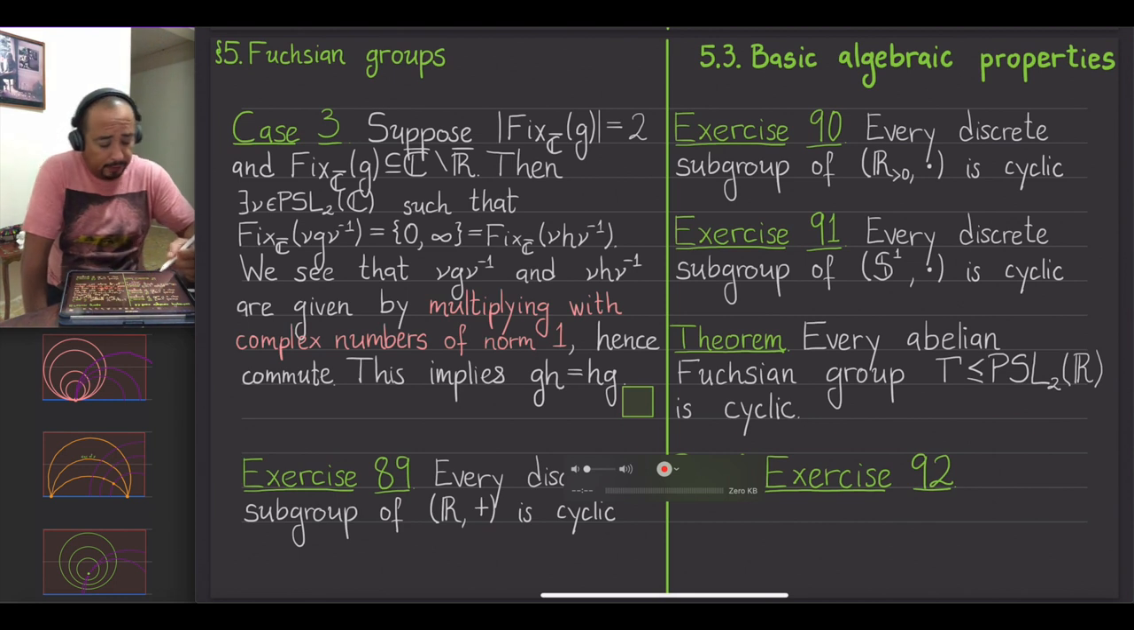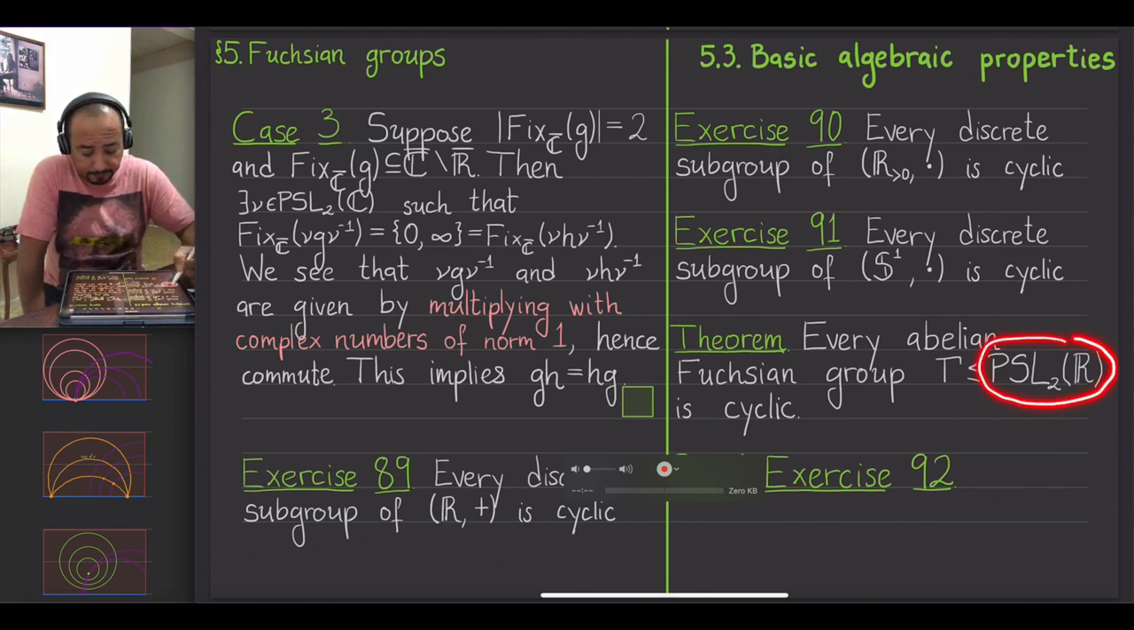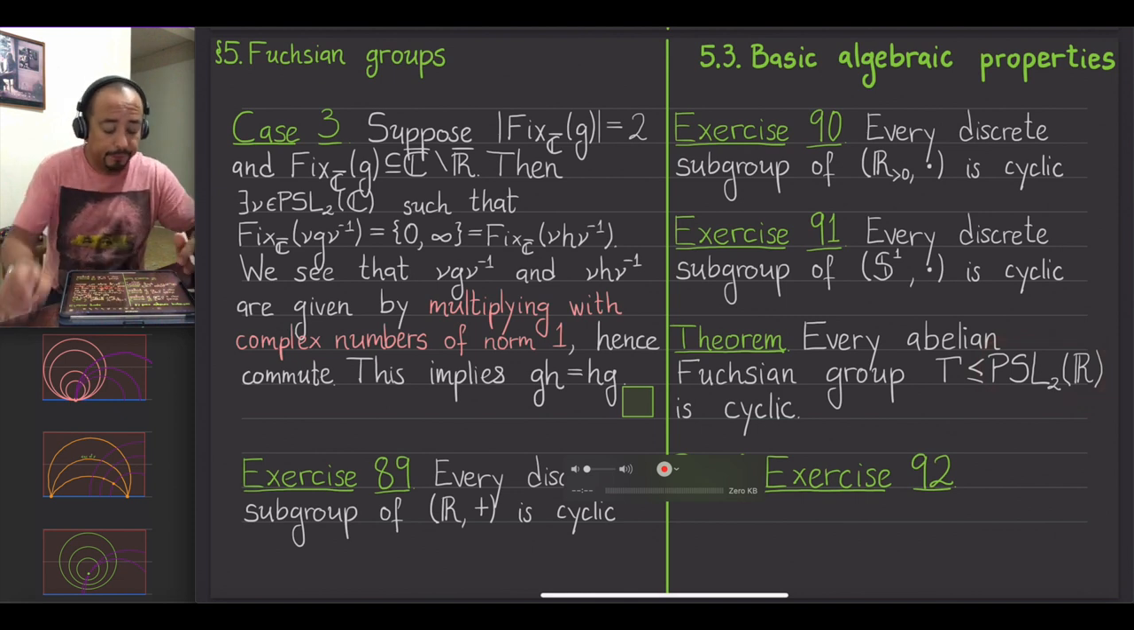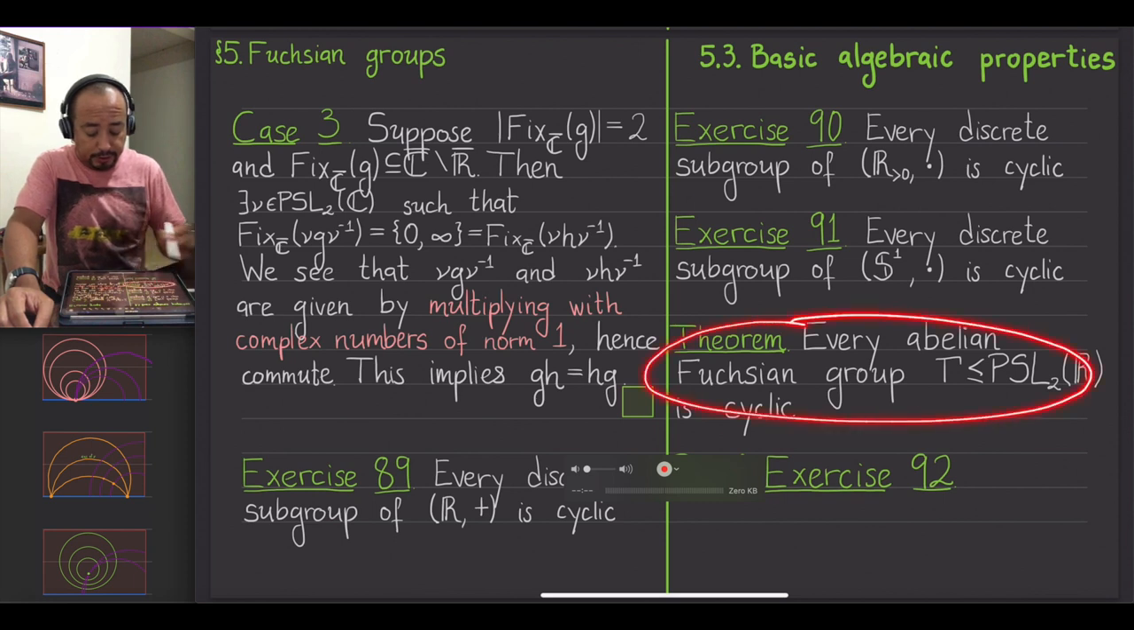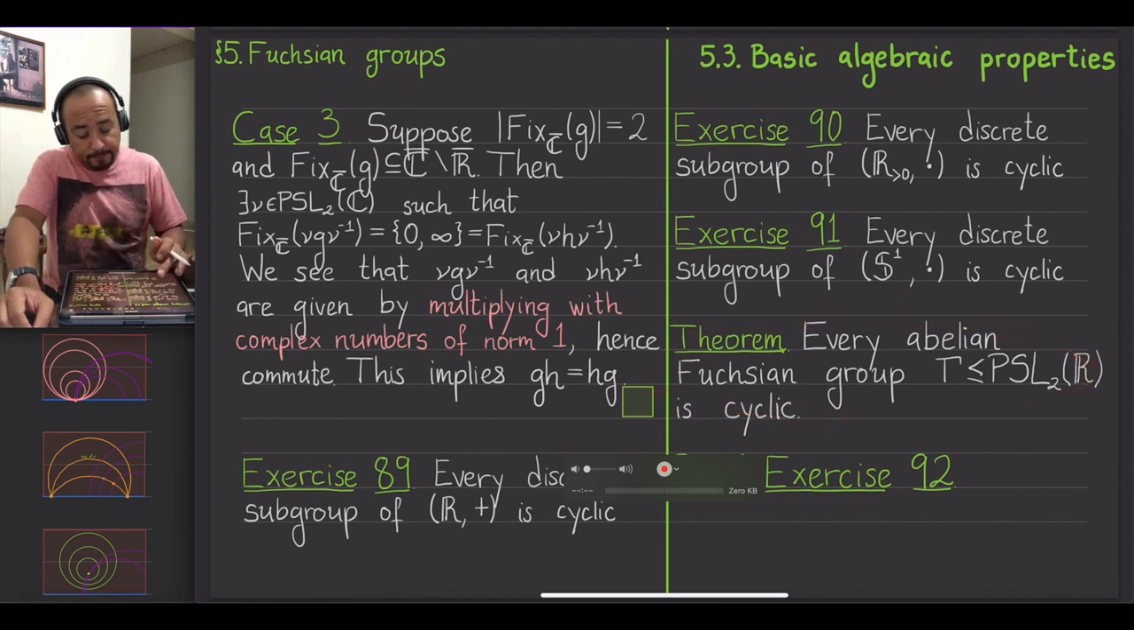Right? So somehow this means that this one doesn't have. Well, okay, no, I was going to say something that could actually lead to some confusion, so I prefer not to say it. I'm saying here, proof of exercise 92. Let me briefly sketch the proof. So take an abelian discrete subgroup of PSL2R.